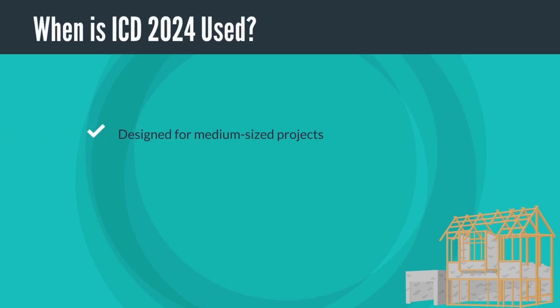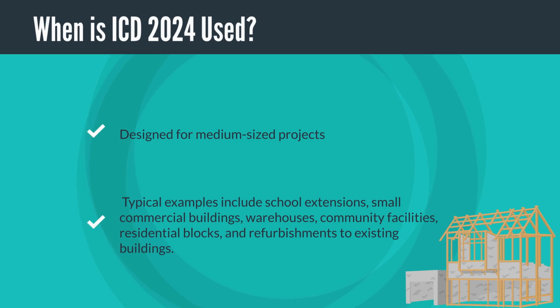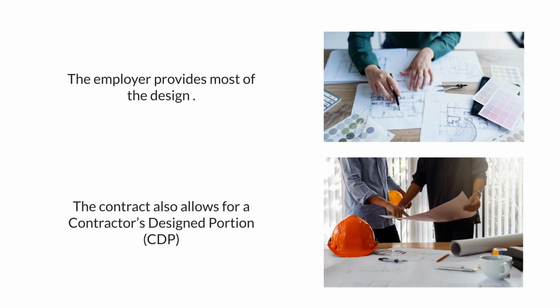The ICD is designed for medium-sized projects, requiring the usual range of building trades, but not involving highly complex building services or specialist systems. Typical examples include school extensions, small commercial buildings, warehouses, community facilities, residential blocks and refurbishments to existing buildings. The employer provides most of the design through drawings, specifications, and bill of quantities or work schedules. However, the contract also allows for a Contractor's Design Portion, or CDP. Specific elements the contractor must design, such as steelwork connections, cladding systems, roof structures, temporary works, or specialist detailing that sits outside the employer's design scope.